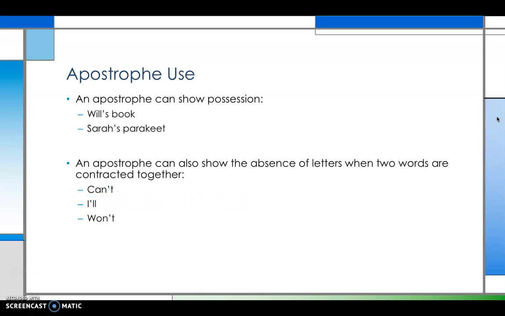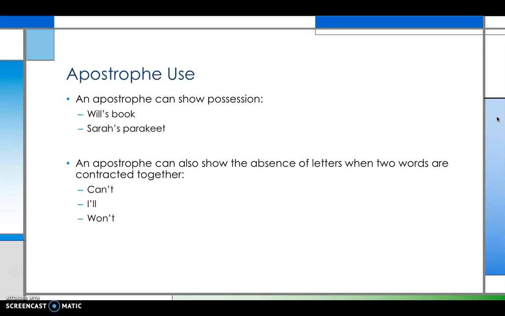The first thing I see people getting really confused about is apostrophe use. So apostrophes do two things. The first thing is they can show possession. So Will's book means the book that belongs to Will. Sarah's parakeet is going to be the parakeet that belongs to Sarah.